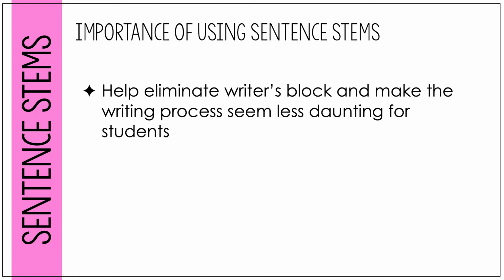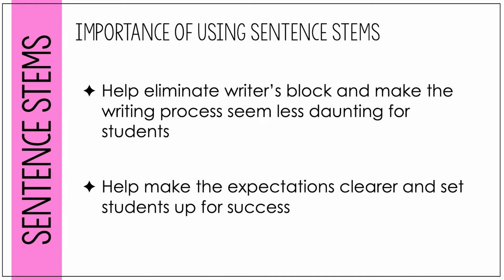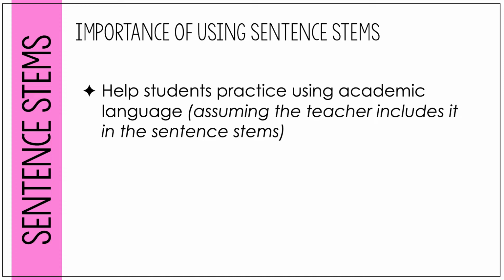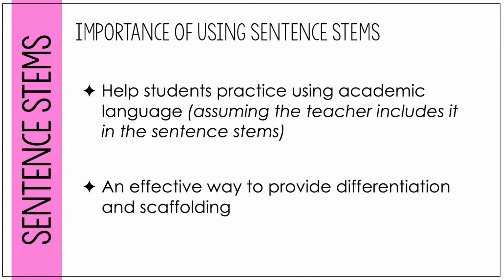So to have it be less daunting, to build up that confidence for them, that's huge in getting them to see progress forward. We are also able to help make the expectations clearer and set students up for success, because this is what a strong transition into justification looks like, or this is how we're going to start our justification, things like that. We also are able to help students practice using academic language with our sentence stems. This is assuming that we as a teacher include it in the sentence stems ourselves. So I'm going to give you some examples of sentence stems here in a second. And then it's also awesome because it's an effective way to provide differentiation and scaffolding for our students.